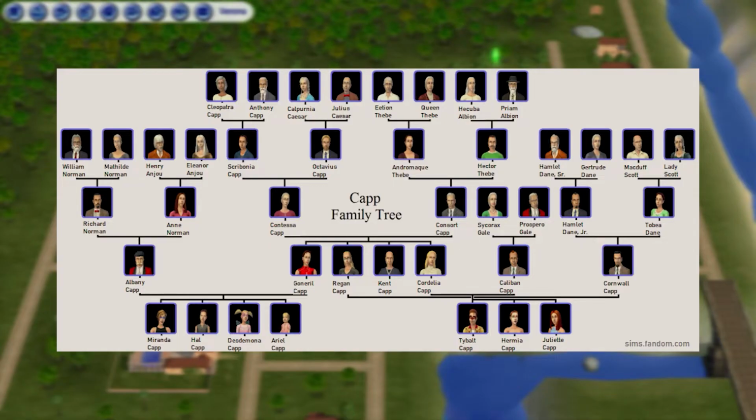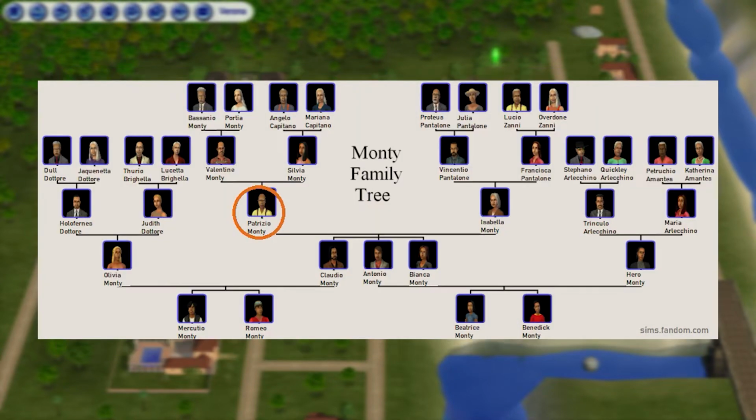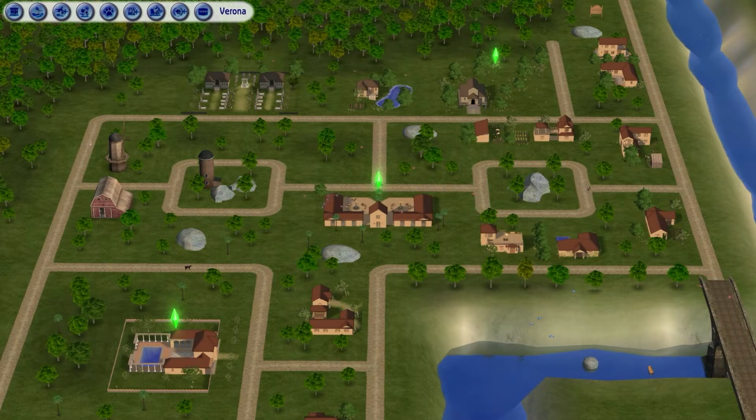So the Sims we're going to look at in relation to the play are Contessa, Consort, Tybalt, Juliet, Patrizio, Isabella, Mercutio, and Romeo. But before we get into the character analysis per se, there's a few things we need to address pertaining to the older characters and the dynamics within the rival families.